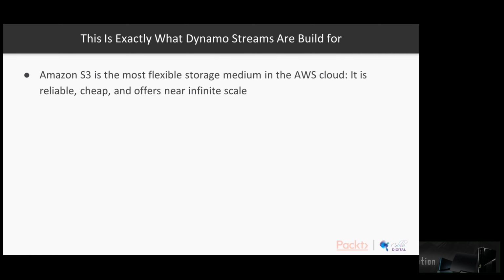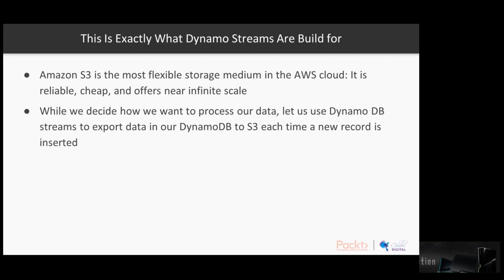So Amazon S3 is, as we know, the most flexible storage medium in the AWS cloud. It's ridiculously reliable, ridiculously cheap, and offers almost infinite scale. So while we decide how we want to process our data, now I know how we're going to do this, but let's just say while we think about how we're going to process our data, let's use DynamoDB streams to export data in our DynamoDB table to S3 each time a new record is inserted.